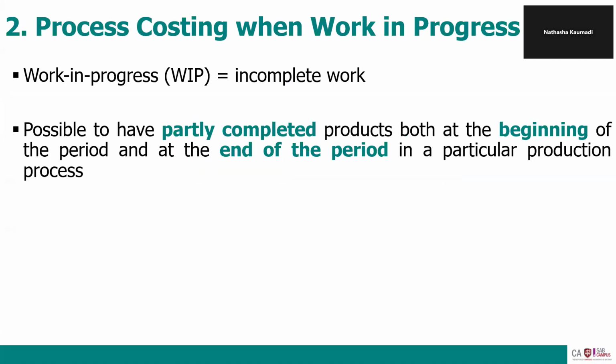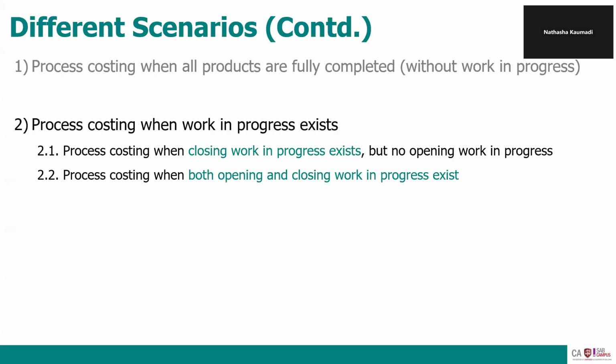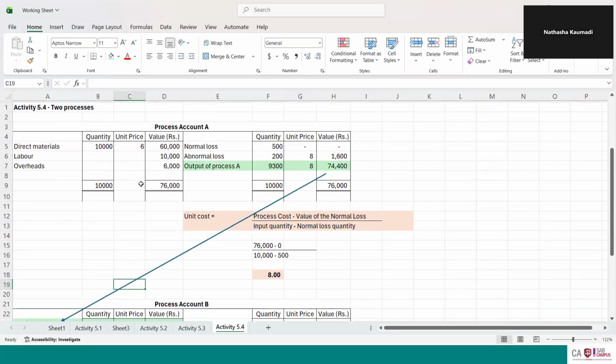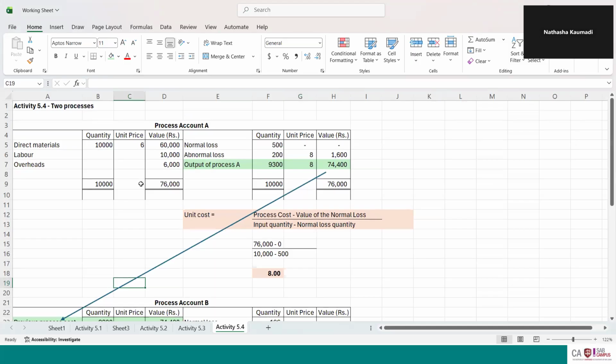Now I'm moving to, with those activities I have completed, how we deal with process accounts when all the units are fully completed. Now, if you just look at the activities we have completed so far, did we have incompleted units? Did we have work in progresses? No, we didn't. All the units were completed, right? All the units were completed. There were no incompleted units.